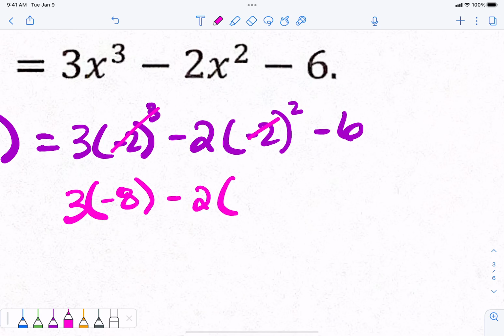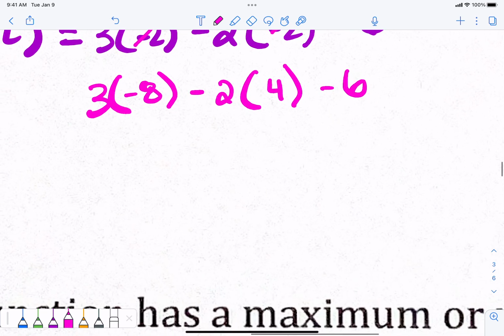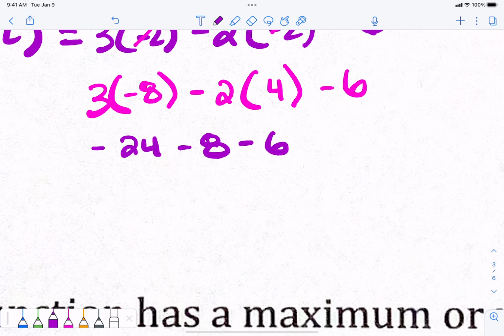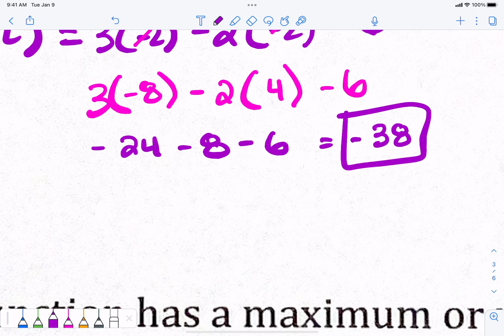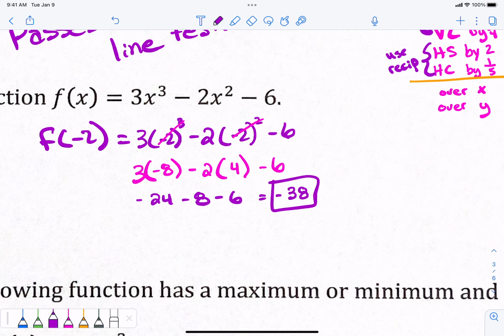Okay, 3 and negative 2 cubed is negative 8. Minus 2, negative 2 squared is 4. Minus 6. I'm going to do this in my head and you tell me if you get the same answer. So negative 24 minus 8 minus 6 is, I don't even know. Let me check it out. That's what I got. Perfect. Practice typing it in so you know that you did your parentheses right and everything.